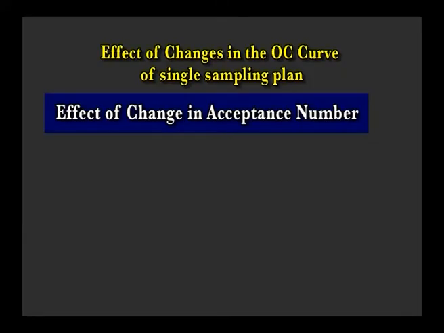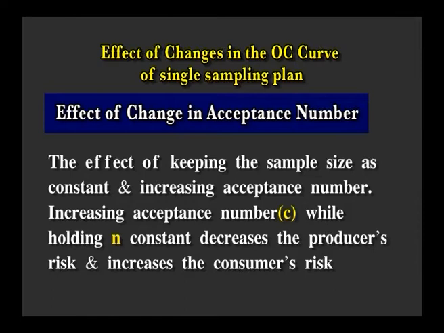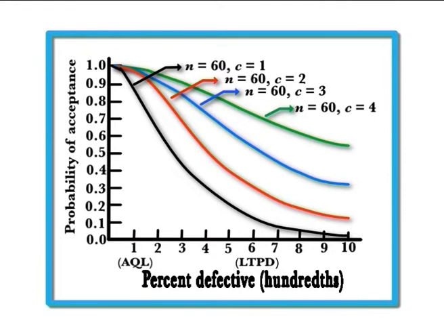Effect of change in the acceptance number. The effect of keeping the sample size constant and increasing the acceptance number. Increasing acceptance number c while holding n constant decreases the producer's risk and increases the consumer's risk, which is explained in the following graph. Here you observe that when we keep n constant and c goes on increasing, the OC curve bulges. That means it gives more chance for accepting the lot with poor quality, hence increases the consumer's risk.